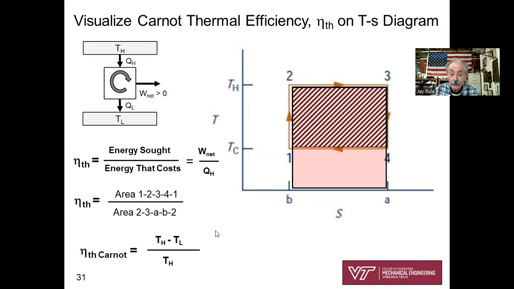And also, it turns out that the thermal efficiency for the Carnot cycle, you can show that it's simply going to be equal to TH minus TL divided by TH.